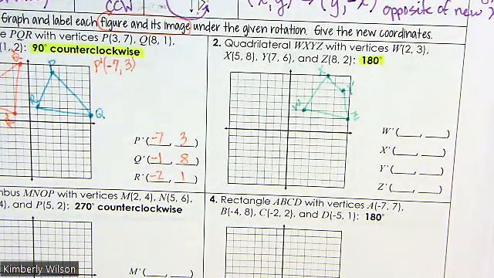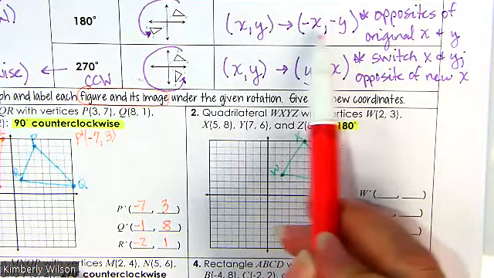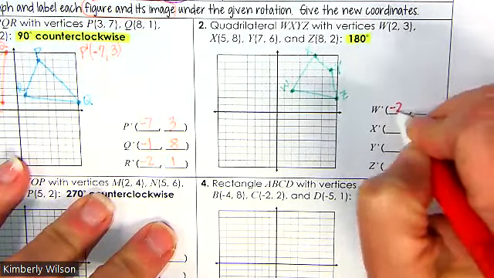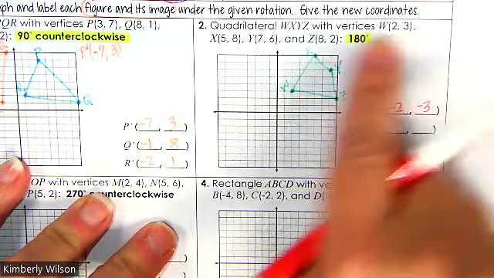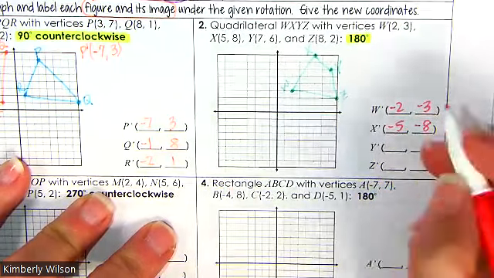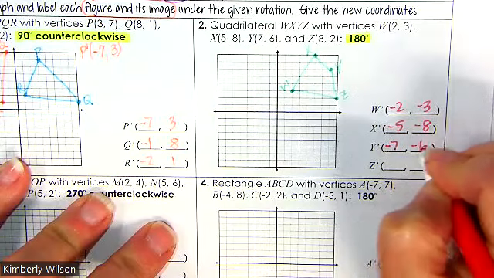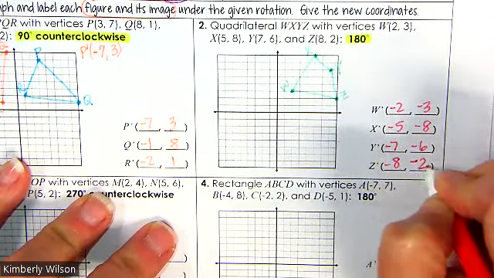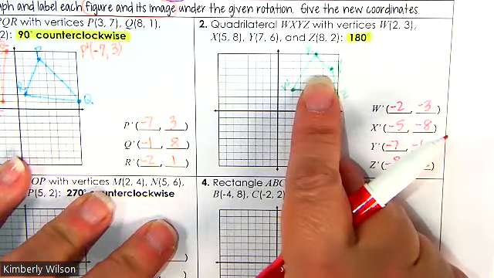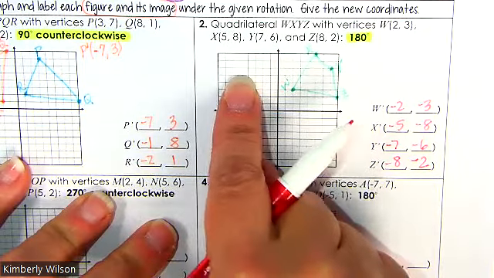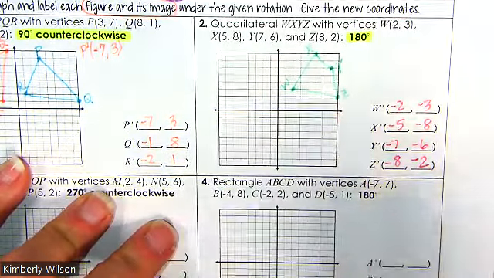Next one. Now, based on the 180 in our algebra rule, it's just the opposite sign for the x and y. So this is going to become -2, -3 for W. X is -5, -8. Y is -7, -6. Z is -8, -2. Well, since this is in quadrant 1, it should be located over here in quadrant 3 because this is 90, this is 180. So now let's plot the points.